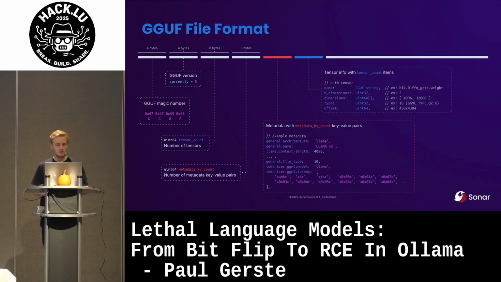And then comes the tensor info section. In case you don't know what a tensor is, it's just a fancy way of saying multi-dimensional array. So this section holds the information of how many dimensions and what are those dimensions of a tensor. And then the large majority of the file is just the raw data that is in these multi-dimensional arrays or tensors.